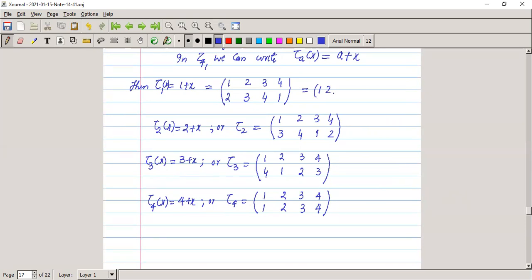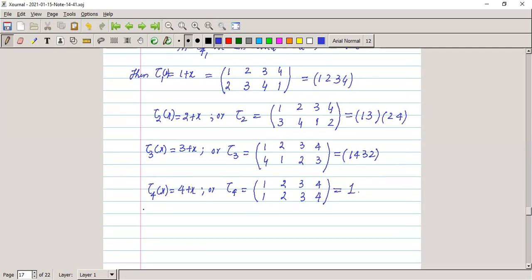Now 1 goes to 2 here, 2 goes to 3, and 3 goes to 4. So this is this kind of permutation, (1 2 3 4). Now here 1 goes to 3, and 3 goes to 1. Now here 2 goes to 4, and 4 goes to 2. So it is (1 3)(2 4). Now this is 1 goes to 4, 4 goes to 3, and 3 goes to 2. Now this is equal to, this is an identity permutation.